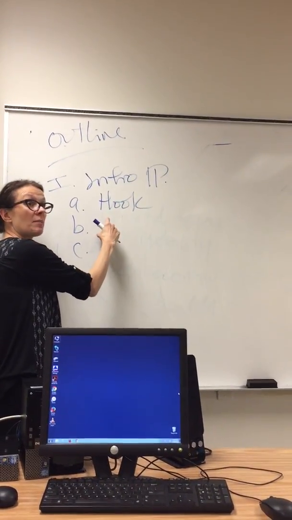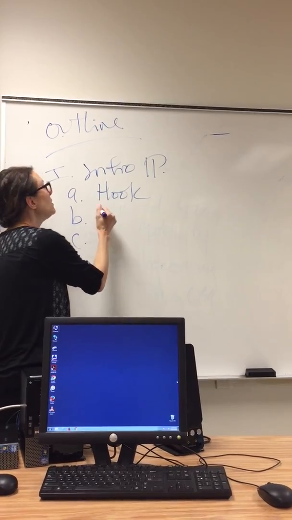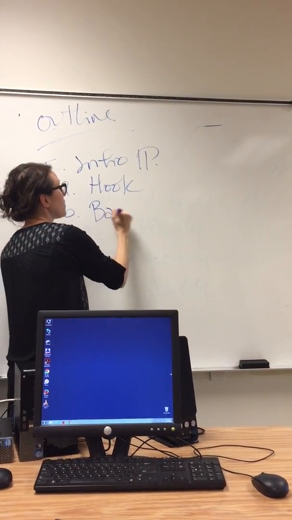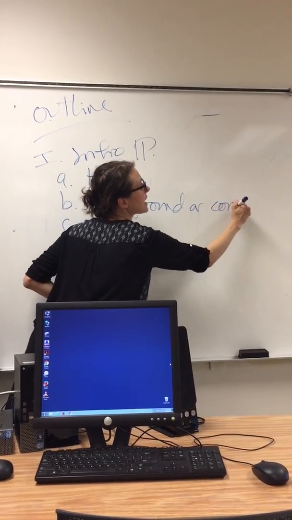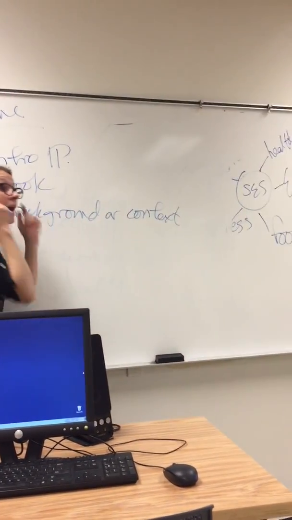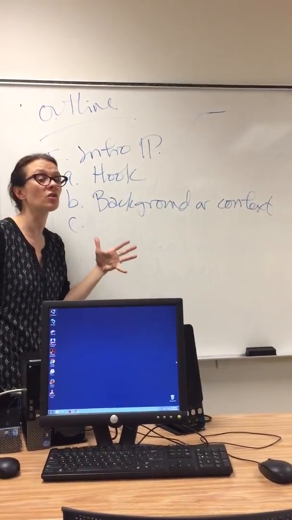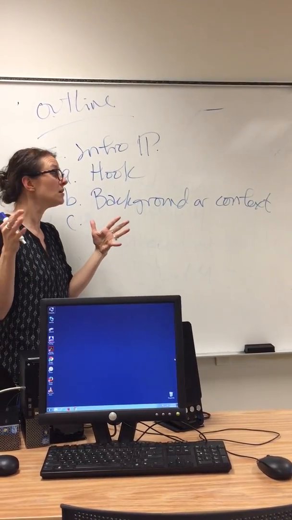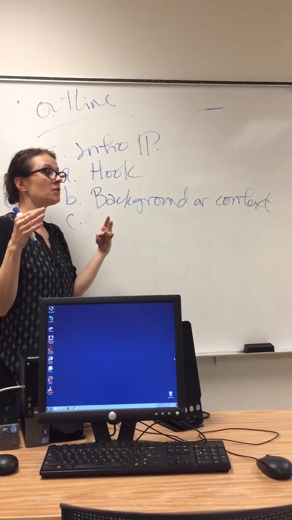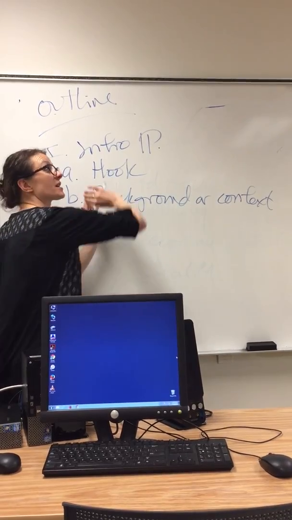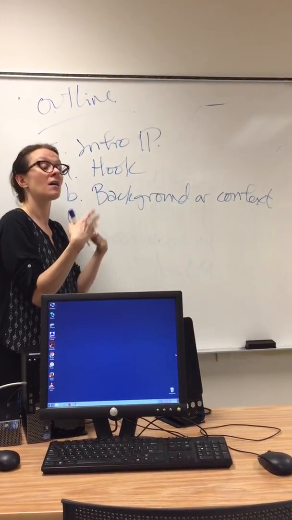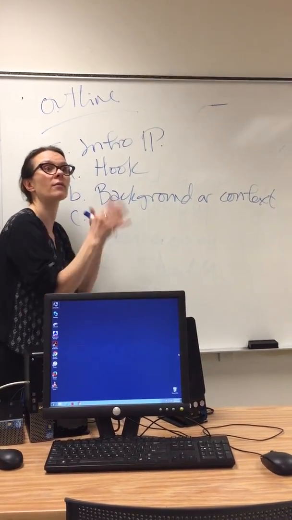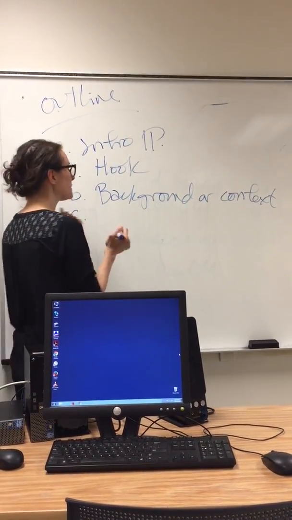Then we need a couple of sentences here, right? Yeah, that we call background or context. And that's our common knowledge. We don't need to Google anything. We don't need to use statistics here. This is just common knowledge. This is where we would talk about class in America, that America has a class structure, right? We talk about general stuff, yeah?